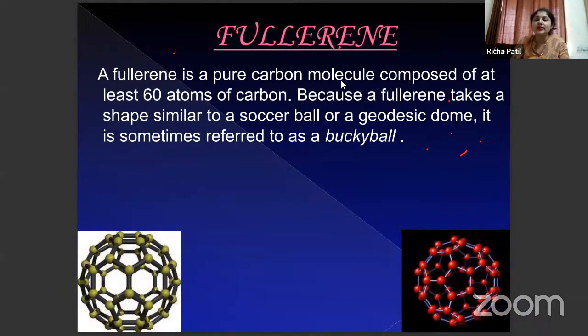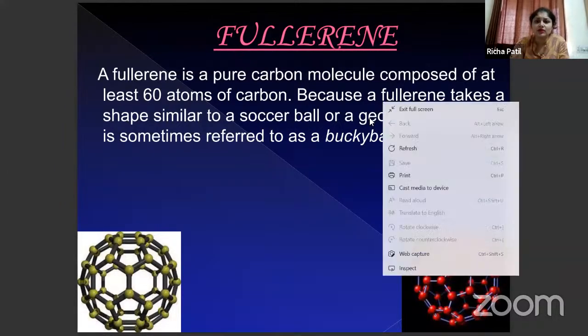Next is fullerene. Why was the name fullerene given? It is a pure carbon molecule which consists of 60 carbon atoms, so it is called C60. This fullerene has a shape similar to a soccer ball, as you can see in the diagram here, and it is referred to as the buckyball.